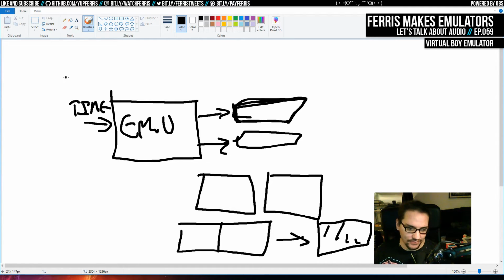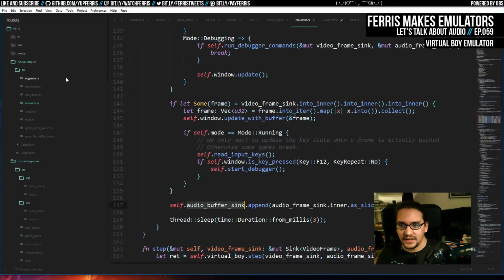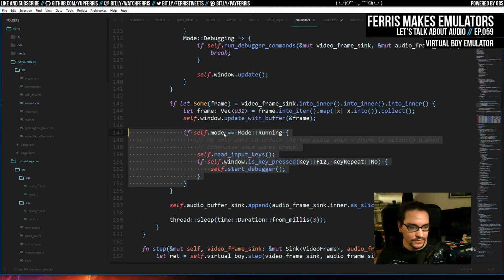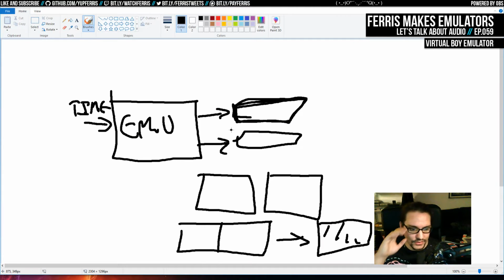Rush to Boy does it as often as it can, I think. Actually, no, I don't think it does. I think it only does it when it gets a new video frame, then it updates the window. Yeah, so it only does it here. We only update the key state when a new frame is produced. So every frame we do update keys. I think libretro also does it only that often.